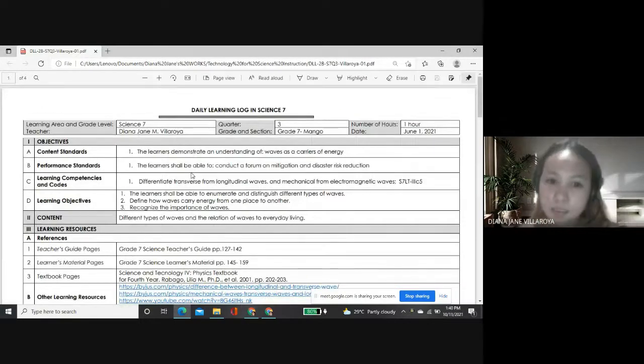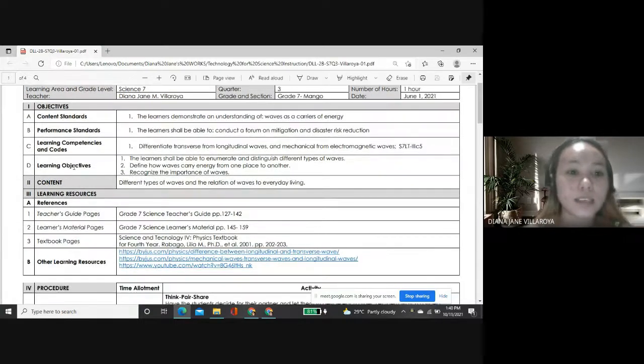So this is my example of a daily learning log in Science 7, and I assumed that I am a science teacher of grade 7 Mango. First of all, we have here the objectives. The learners first is the content standards. The learners demonstrate an understanding of waves as a carrier of energy, and we also have here performance standards. The learner should be able to conduct a forum on mitigation and disaster risk reduction.